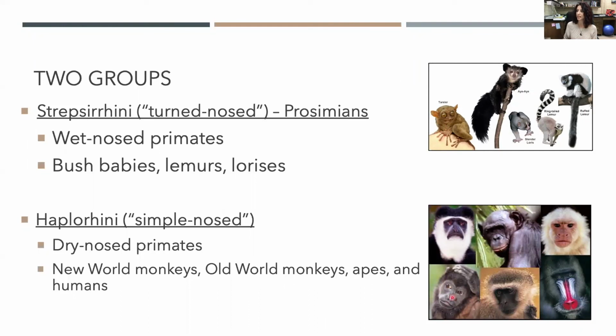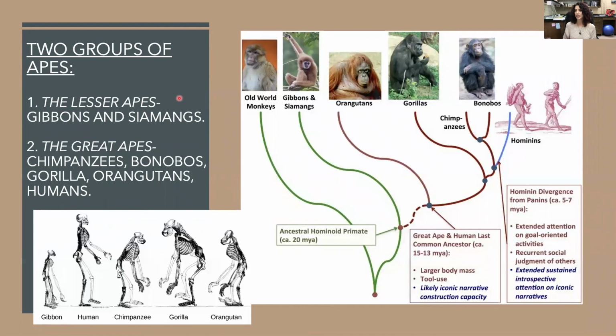So delving within the apes, we again have two different groups within the apes. We have the lesser apes, which are the gibbons and the siamangs. And then we have the great apes, which includes the chimpanzees, bonobos, gorillas, orangutans, and the humans. And we're going to talk about in the next lecture the evolutionary trajectory of humans from the primate lineages and how they arose from the old world monkeys.